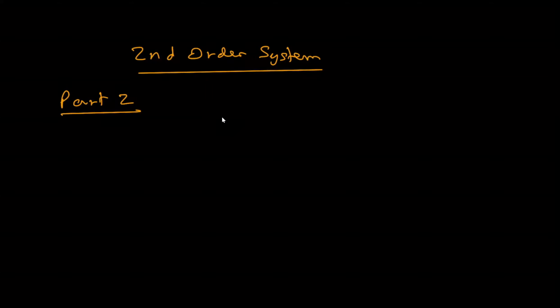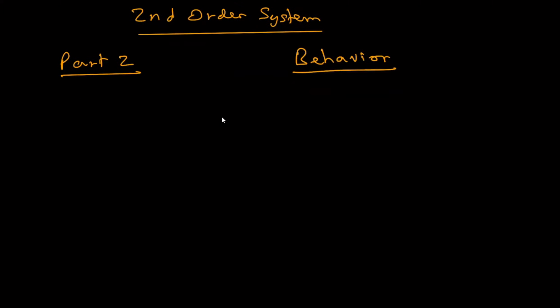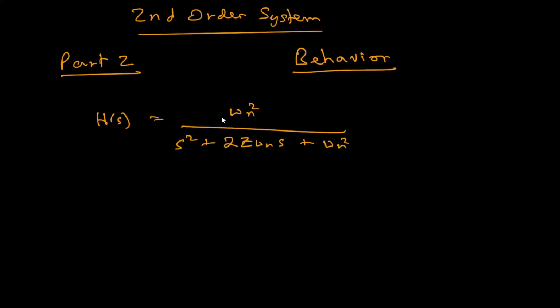Okay, class, this is part two, second order systems. In this part two, we're going to talk about behavior. As a reminder, this is the transfer function for a second order system: omega n squared over s squared plus 2 zeta omega n s plus omega n squared. This is actually the Greek letter zeta, but I'm using z because I can't write zeta. This is what's called the standard form.